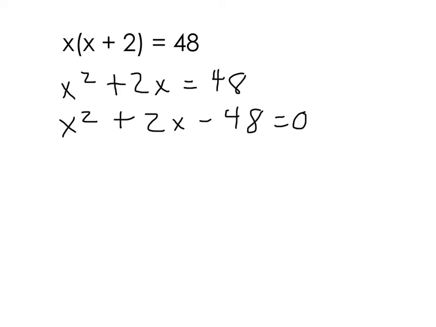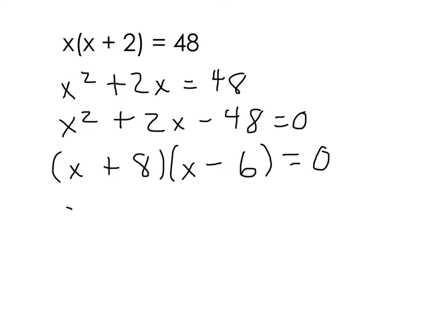What next? How about we factor? What are the signs? Which factors of 48 do we want to use? 6 and 8, and which one is positive? So now we set our individual factors equal to 0. We solve the resulting equations.